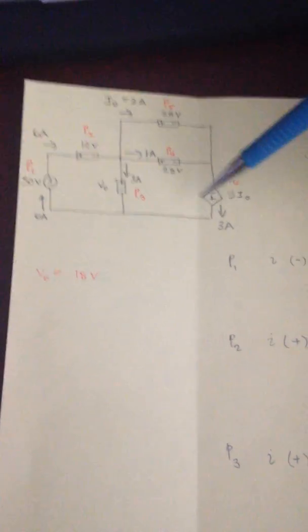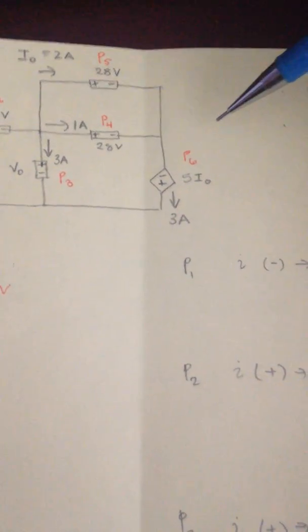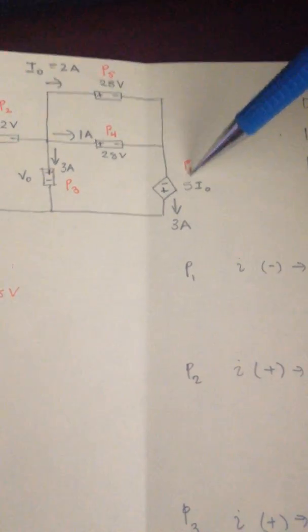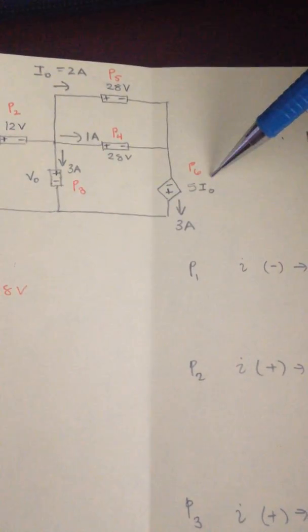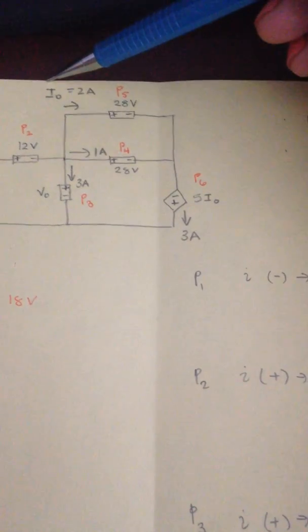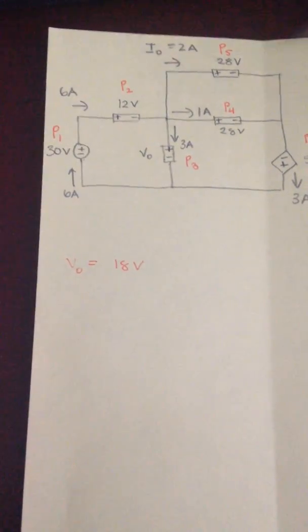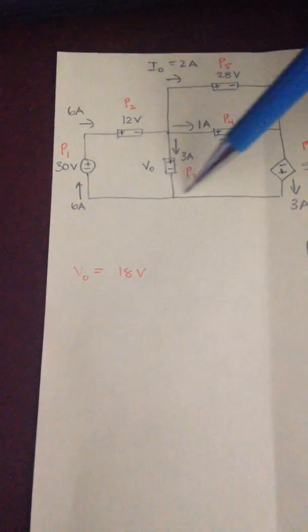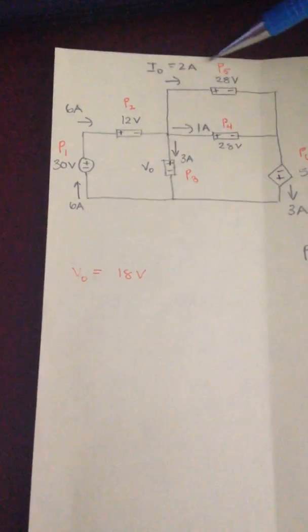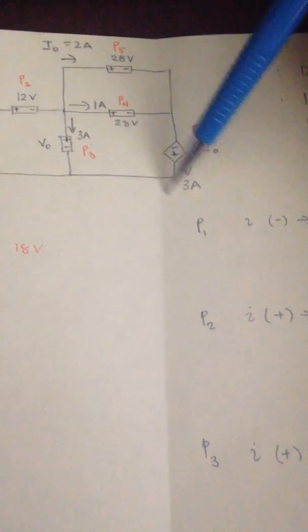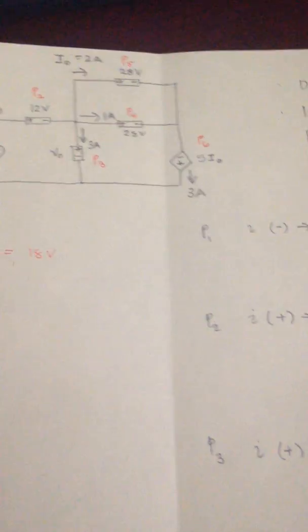Now P sub 6 is going to be a little bit different because this guy is in terms of I naught, but that's okay because they gave us I naught. They told us that I naught is 2 amps, and they also told us that V naught is 18 amps. So that's going to help us find this guy here, and the I naught is going to help us find the power for this guy here.